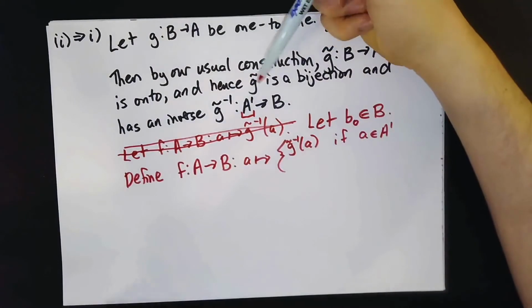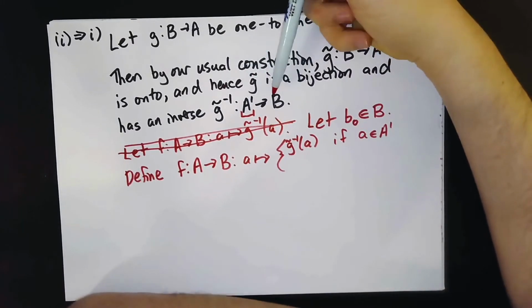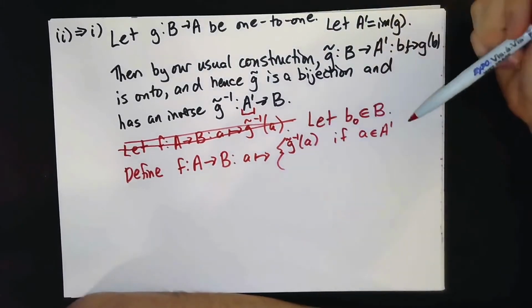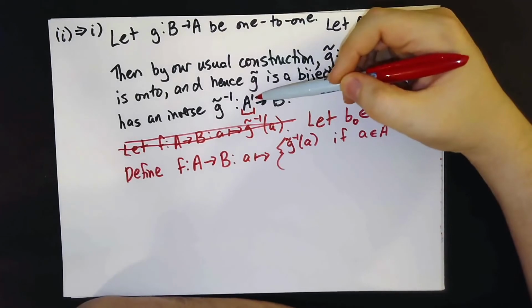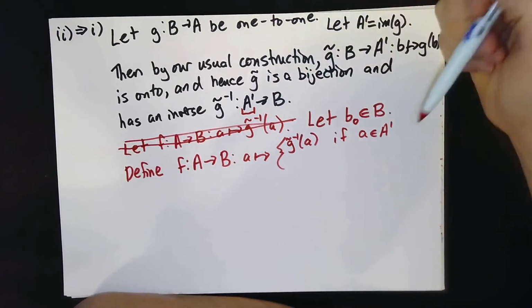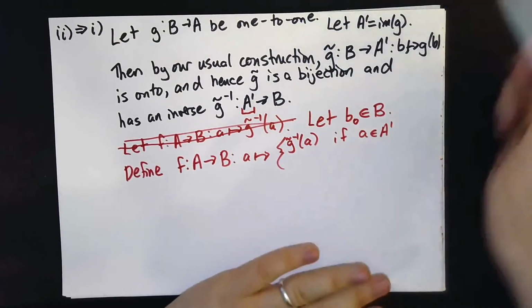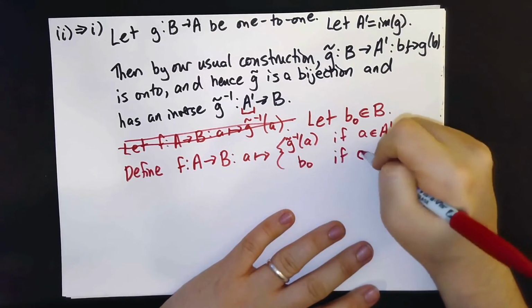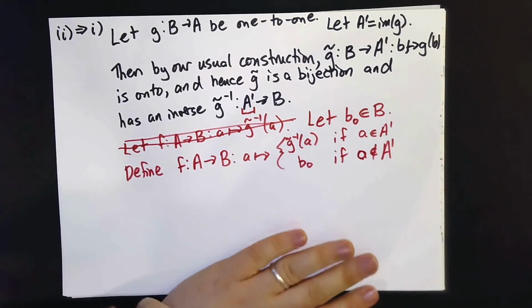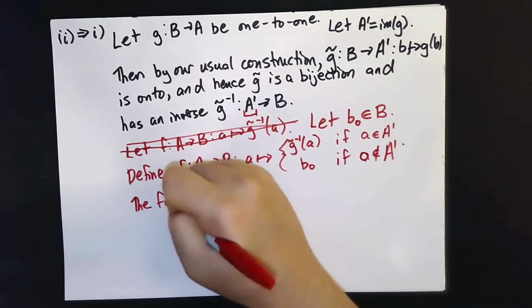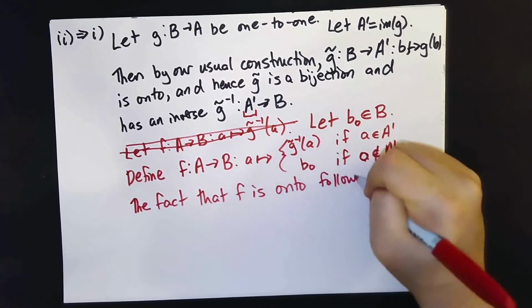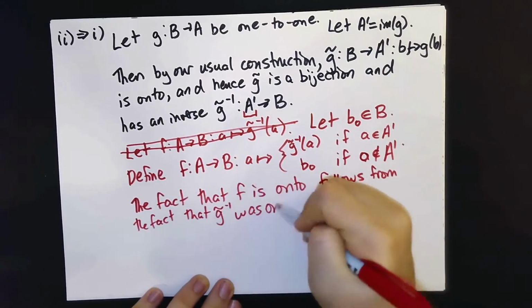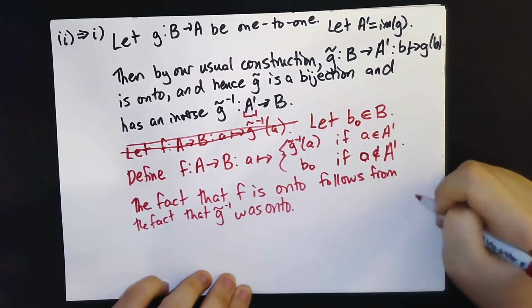So the g twiddle inverse is very close to the thing I want, so I'm going to keep that exactly. If I have an a where g twiddle inverse of a makes sense, I'm just going to use that. And so what's the b naught for? I'm just going to send everything else to b naught. And now, the fact that f is onto follows from the fact that g twiddle inverse was onto. And that proves both directions.